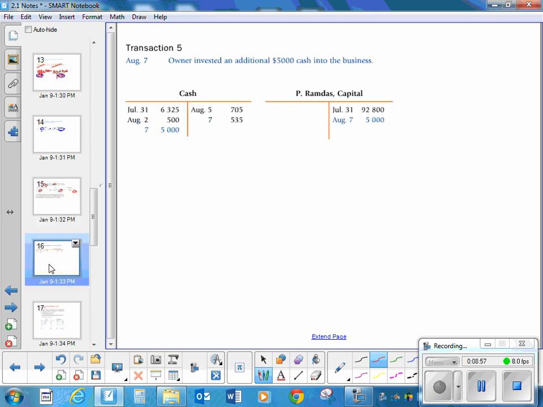Owner invests an additional $5,000 cash into the business. Cash is being affected. P. Ramdas Capital is being affected. Cash is going up $5,000. That's how come you're on the debit side. P. Ramdas Capital is also going up. That's why you're on the credit side.